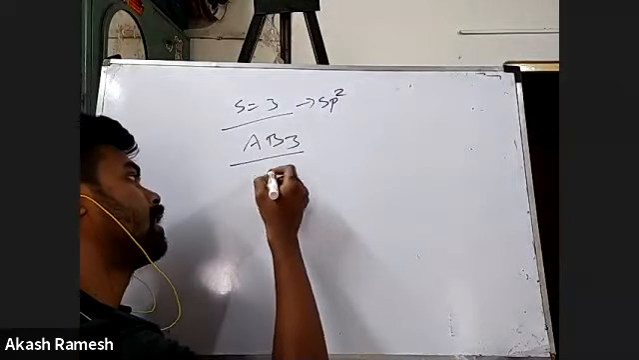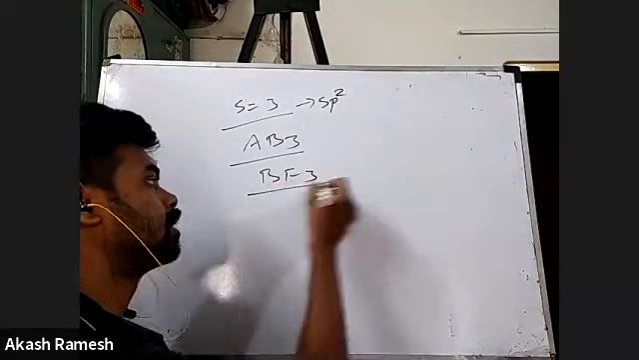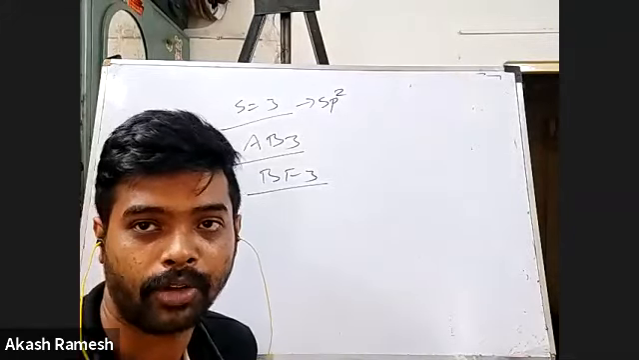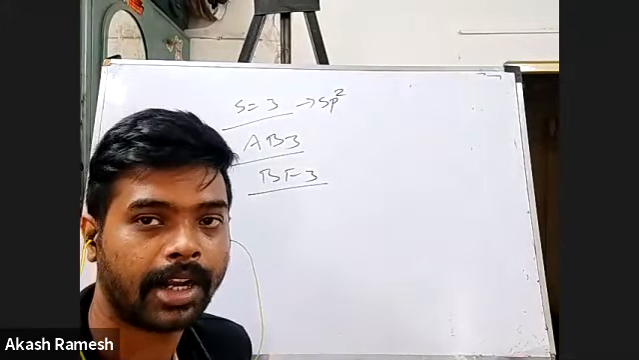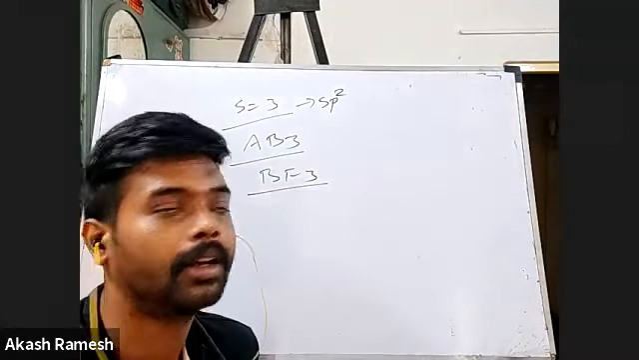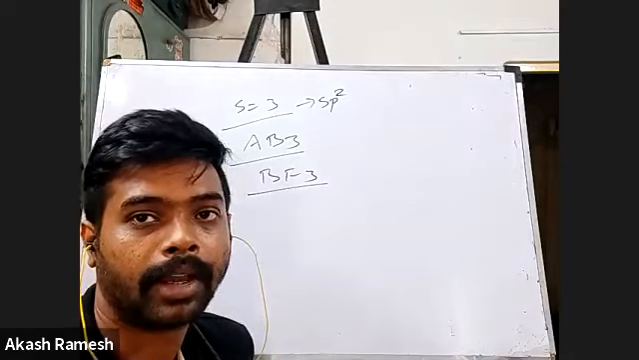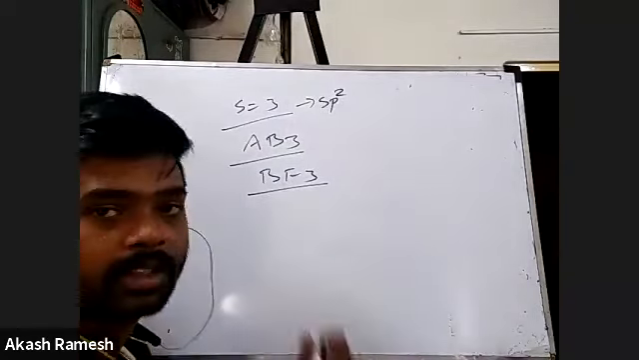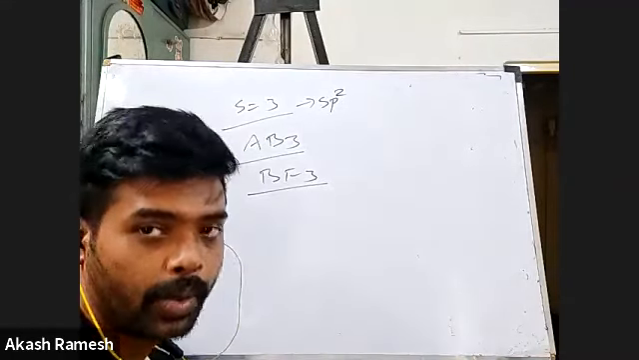Okay, the best example I can take under this is BF3. Okay, boron trifluoride. You can see boron is the central atom. There are 3 fluorine atoms as bonding atoms, no lone pair, right? So obviously this comes under AB3 type of molecule. Okay, so now we already know what is the hybridization. We just have to prove it, right?